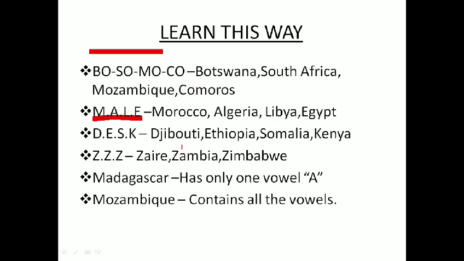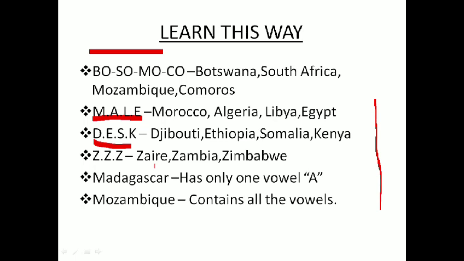Whereas we have Djibouti, Ethiopia, Somalia, and Kenya. So these are also from top to bottom. If you draw one line, so Djibouti via Ethiopia, via Somalia, then Kenya. So DESK, desk, you can remember this. Triple Z, this is very interesting.